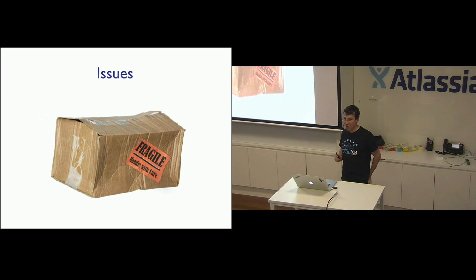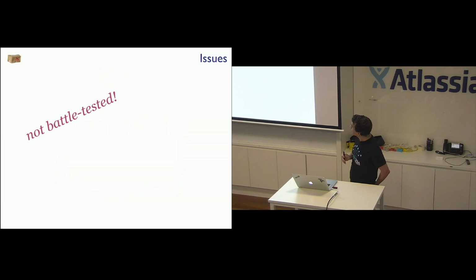There's a disclaimer. It's not. I think it could be better. There are some issues. First of all, it's not battle tested at all. So I've used it on toy examples. I have a branch of Specs2 that's actually using it, but it's not been merged into master. So I expect issues to come up, right?